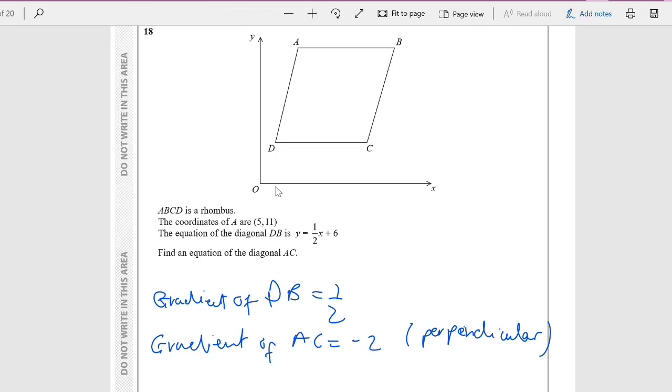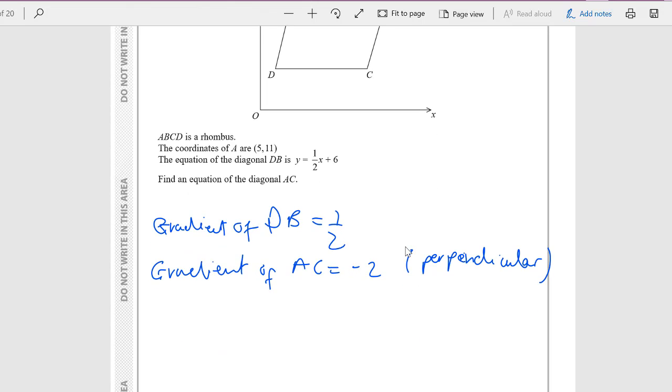So if this is DB here, then AC is going to be perpendicular. So remember, if you multiply 2 perpendicular gradients, you get the product of minus 1. So therefore, we're going to have y equals minus 2x plus c, which is the equation of the line.